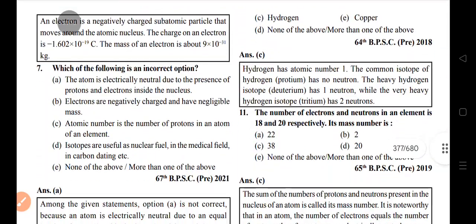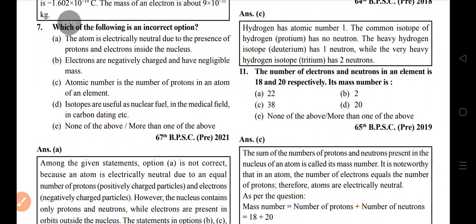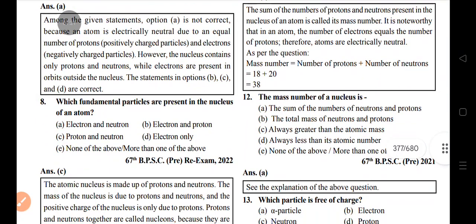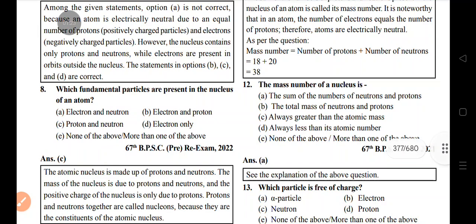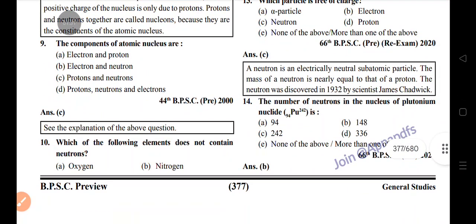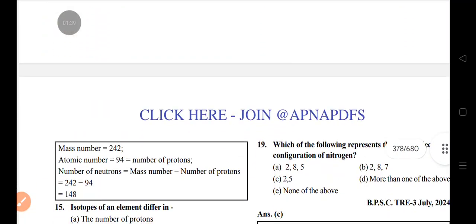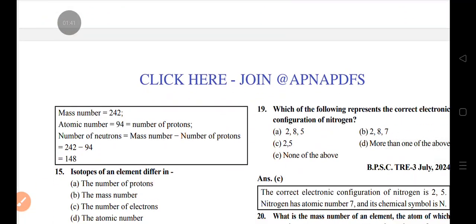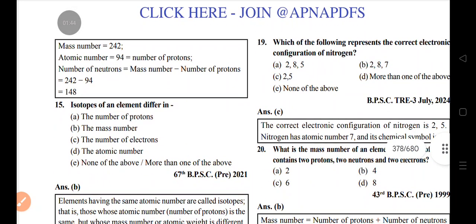Hydrogen. Find the number of electrons and protons of the element with mass number 38. Mass number is the sum of the number of neutrons and protons. Which particle is free of charge? Neutron. Number of neutrons in the nucleus of plutonium nuclide is 94 minus... Mass number is equal to number of neutrons plus number of protons.